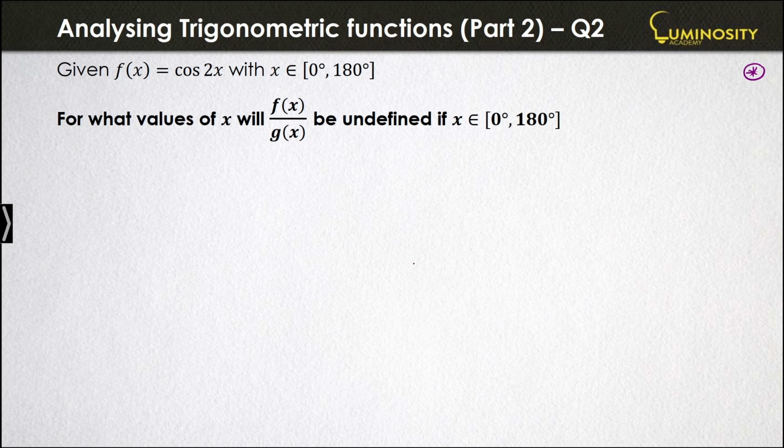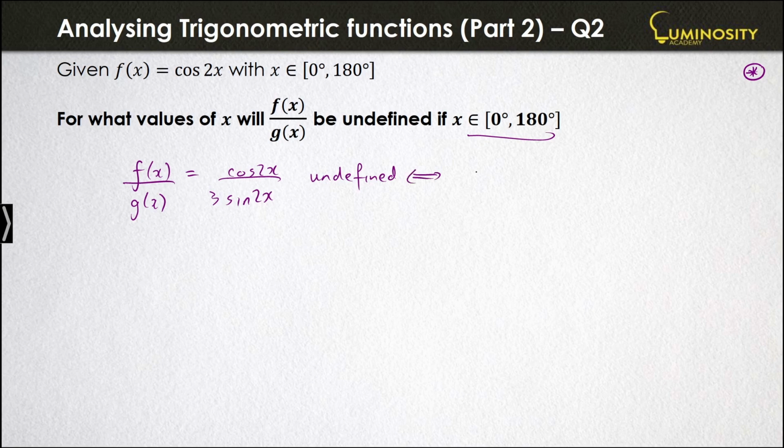Lastly, for what values of x will f of x over g of x be undefined if x is in that interval? So let's write out what f of x over g of x is going to be. That's going to be equal to cos 2x over 3 sine 2x. Okay, so when will that be undefined? Well, we have a fraction, and we know division by 0 is not allowed. So this is undefined on that interval if and only if the denominator 3 sine 2x equals 0.